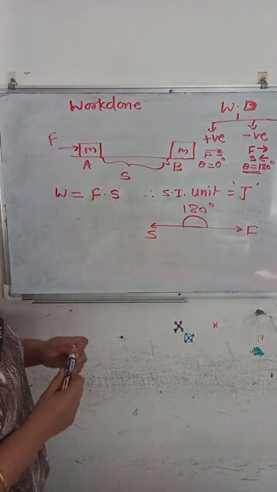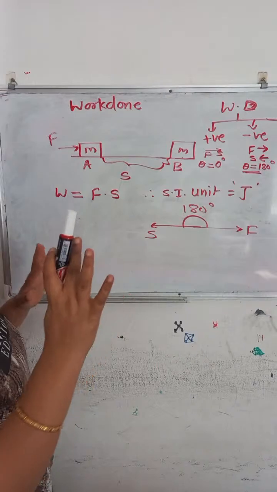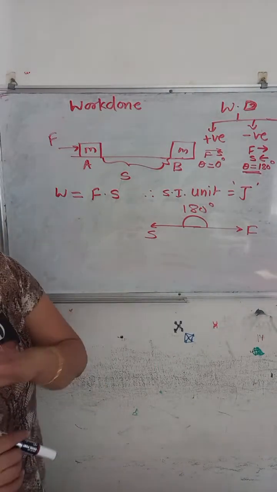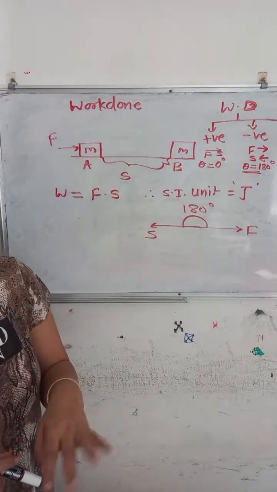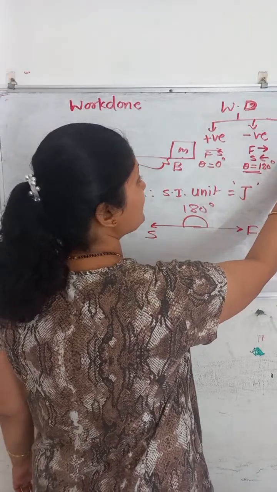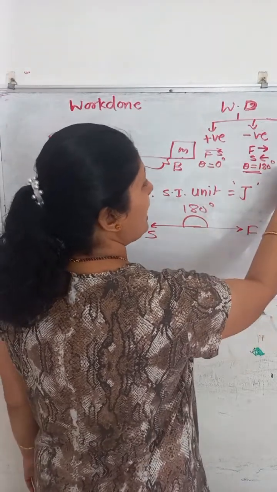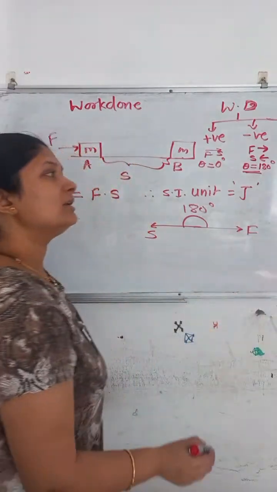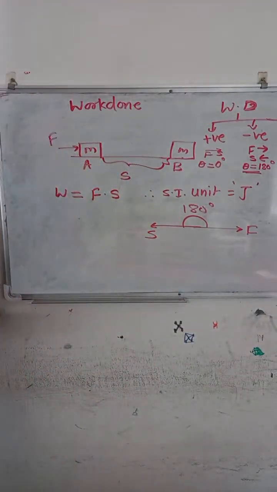Zero work done means I am applying force on a rigid wall, but the wall is not moving. There is no displacement. In that case the work done is 0, and theta is 90 degrees. Applied force is there, but displacement is 0, so there is no work done.